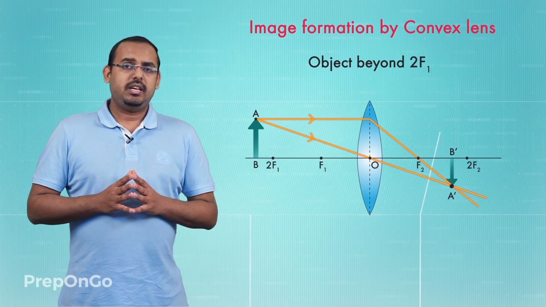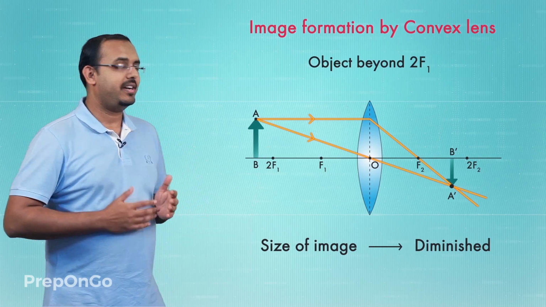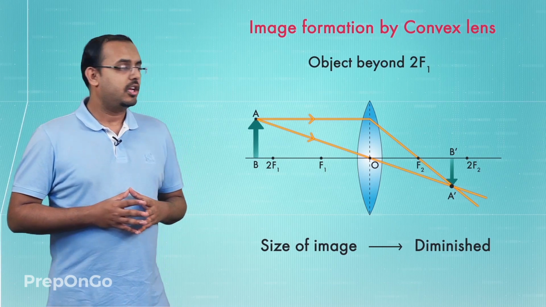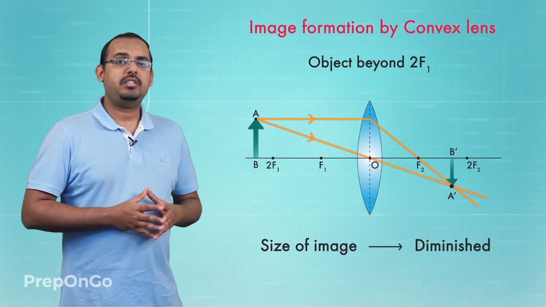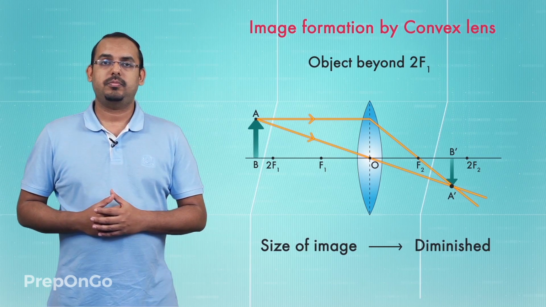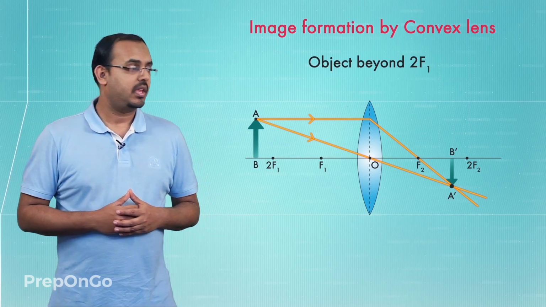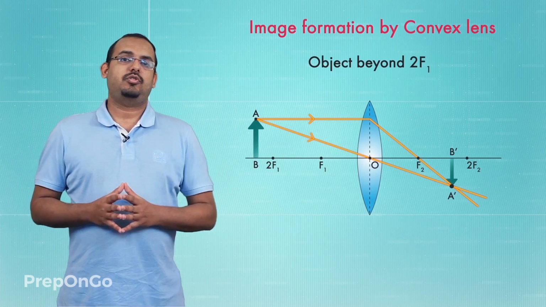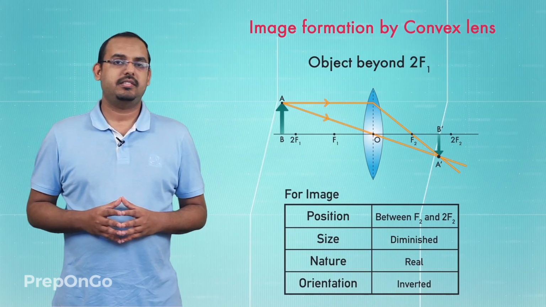We can also see that the image that is formed is diminished in nature if compared in size with the actual object. So if we compare the size of the image and the object, we can see that the size of the image is actually smaller when compared to the size of the object. So we can say that the image that is formed is actually diminished in nature. So now we can summarize this case of image formation, right? We have drawn the complete ray diagram and now we can summarize this case.